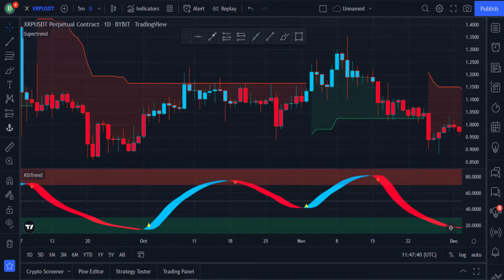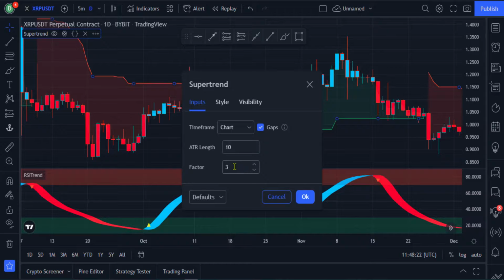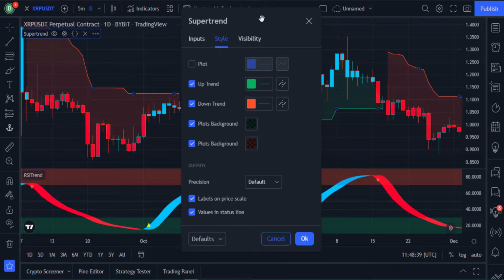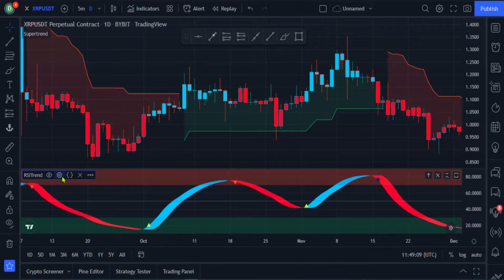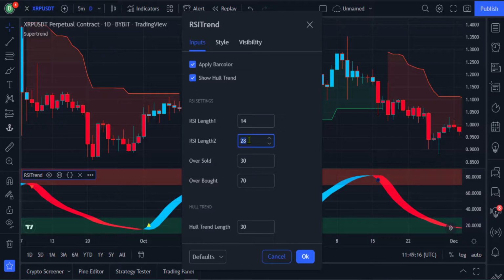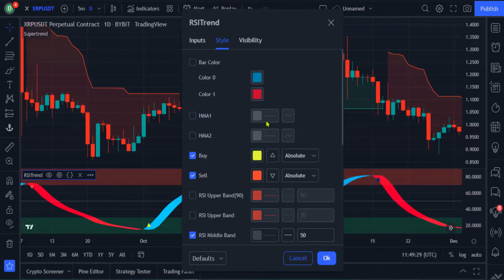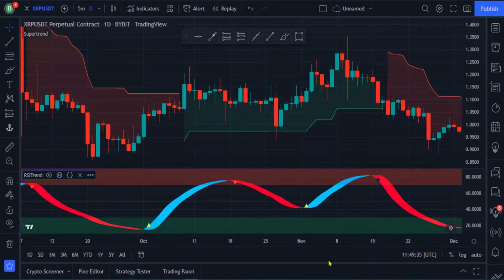Now for the settings. Go to Super Trend setting and reduce this factor from 3 to 2.5 and leave other settings at their default and click OK. Then go to the RSI Trend setting and change this RSI length from 28 to 14. Go to the Style section and uncheck this bar color and click OK.